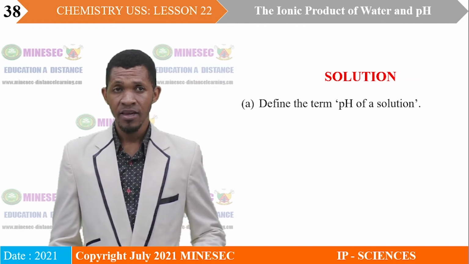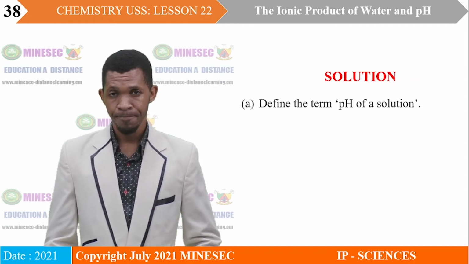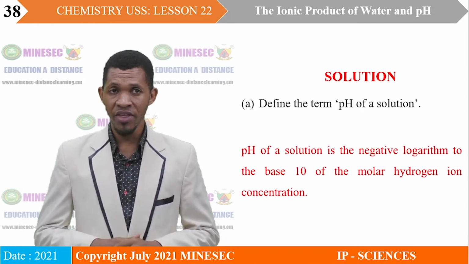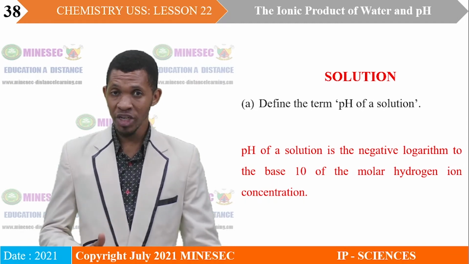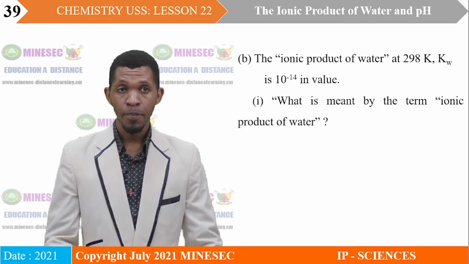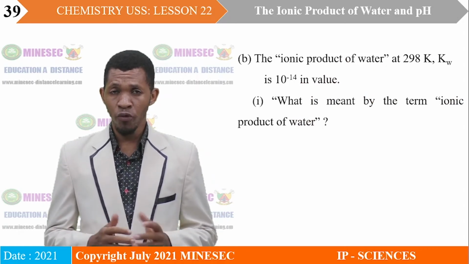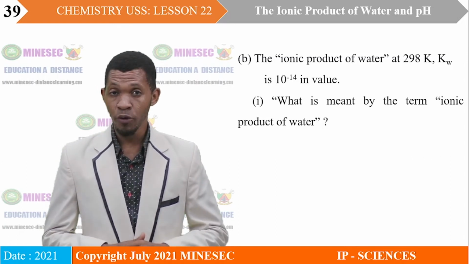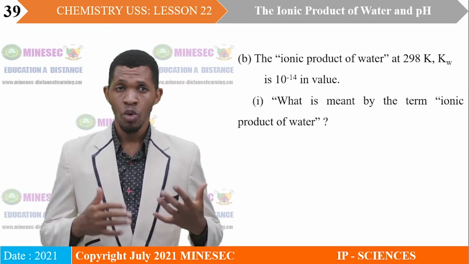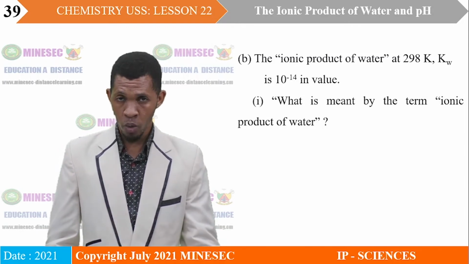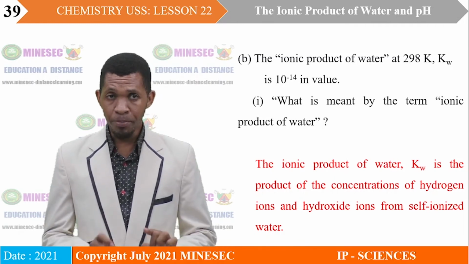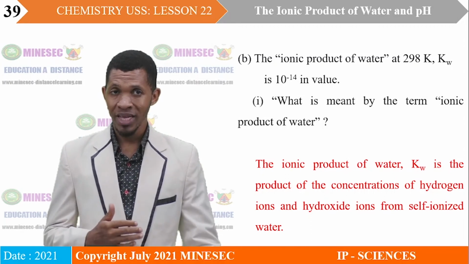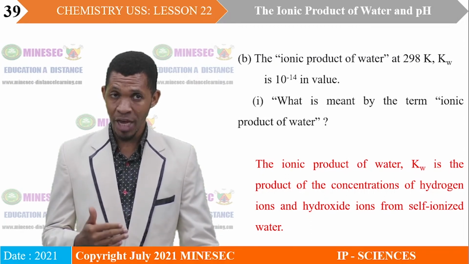Solution. A. Define the term pH of a solution. pH of a solution is the negative logarithm to the base 10 of the molar hydrogen ion concentration. B. The ionic product of water at 298 Kelvin, Kw, is 10 to the power negative 14 in value. Roman 1. What is meant by the term ionic product of water? The ionic product of water, Kw, is the product of the concentrations of hydrogen ions and hydroxide ions from self-ionized water.